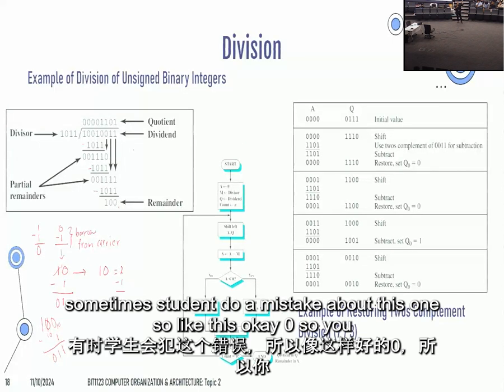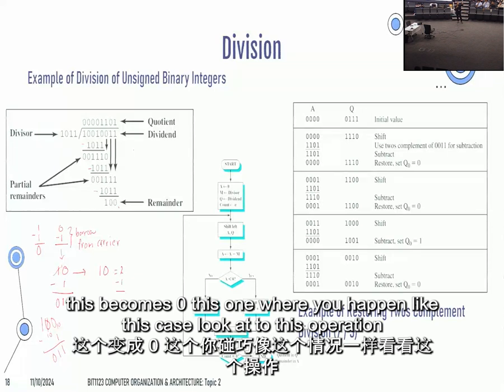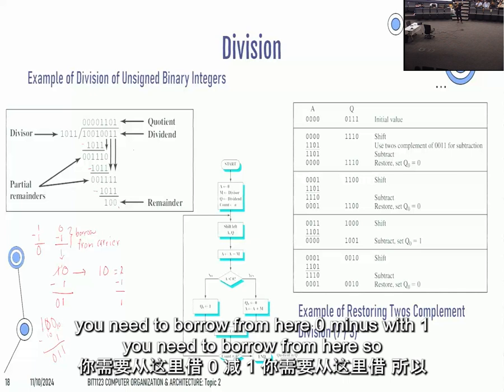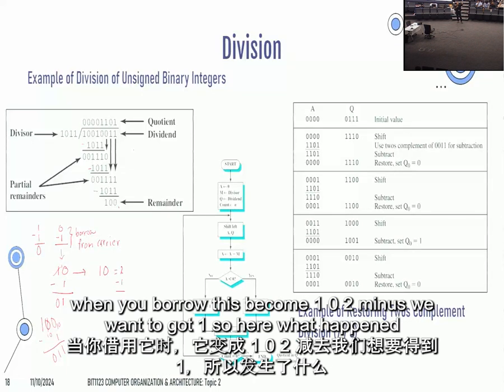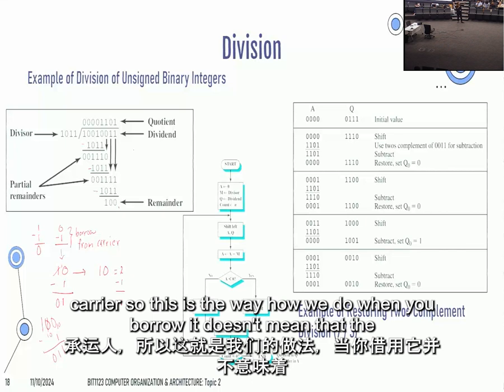So like this, okay, 0. You borrow from here to become 1, 0. So 2 minus 1, you got 1. This becomes 0. When this case happens, look at this operation, okay? You following this operation, what happened is that this one is 0. So you need to borrow from here. 0 minus 1, you need to borrow from here. When you borrow, this becomes 1, 0. 2 minus 1, you got 1. So here it becomes 0. So when it becomes 0, you need to borrow. So this is the way we do it.